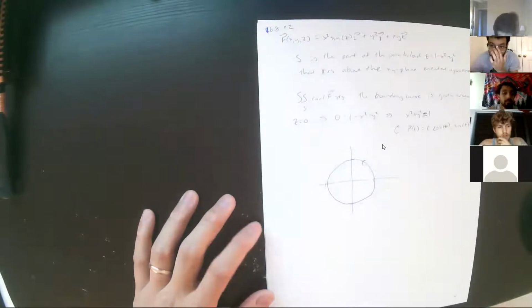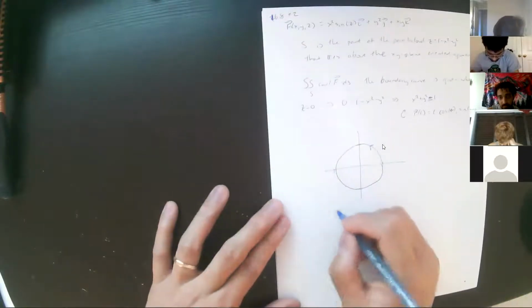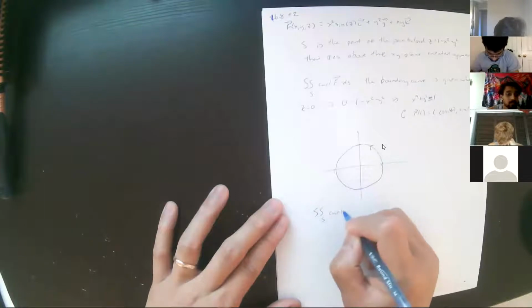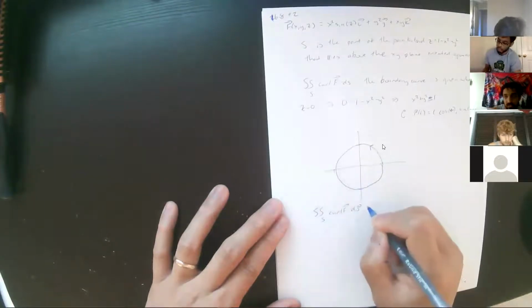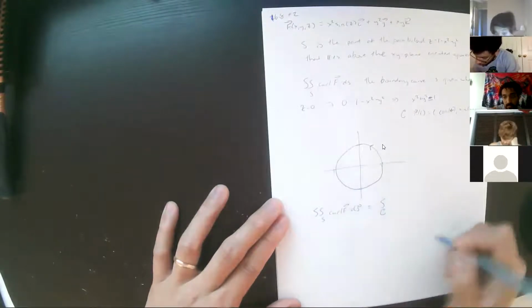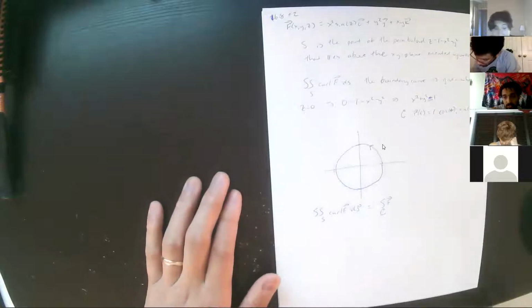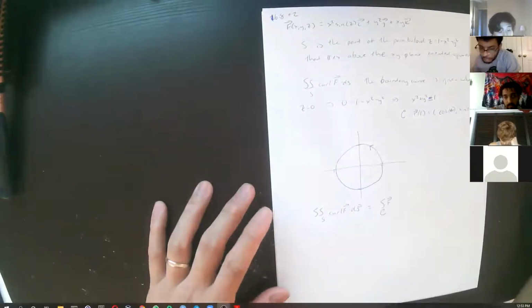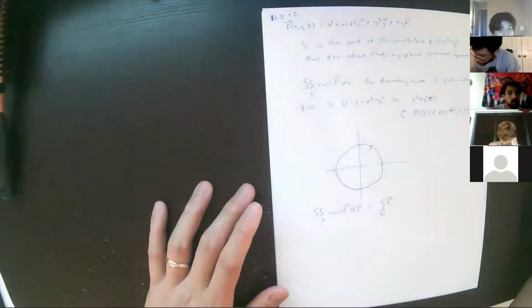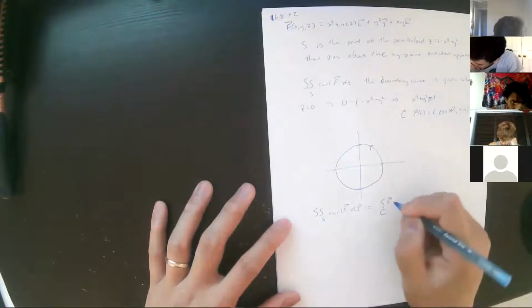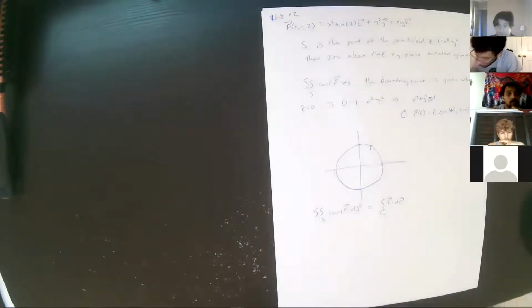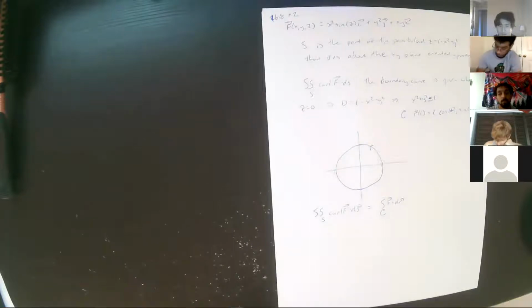Okay, so this is my curve. And what does Stokes' theorem say? Stokes' theorem says that this integral is equal to the integral over my curve of my vector field dot dr. Right? Okay. Any questions? Yes? No?